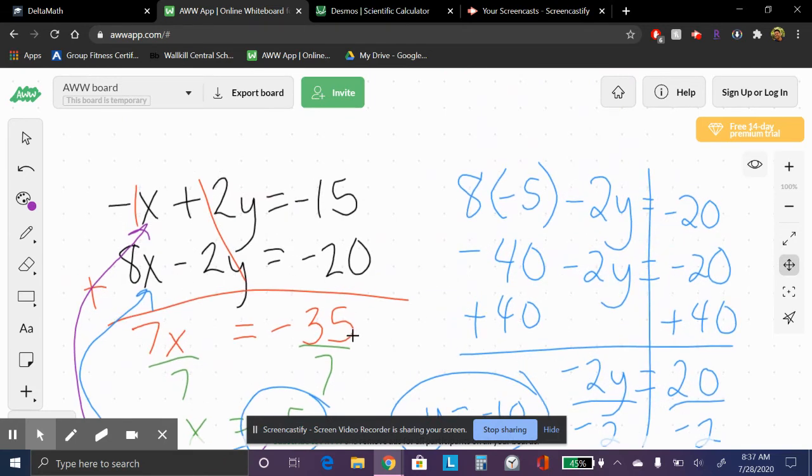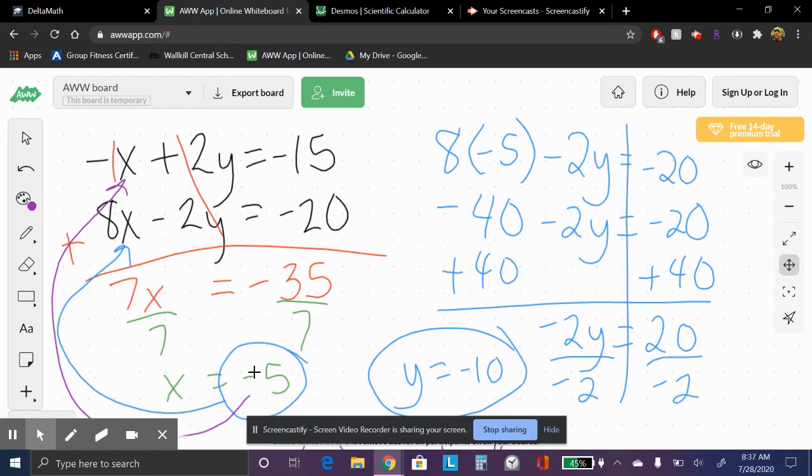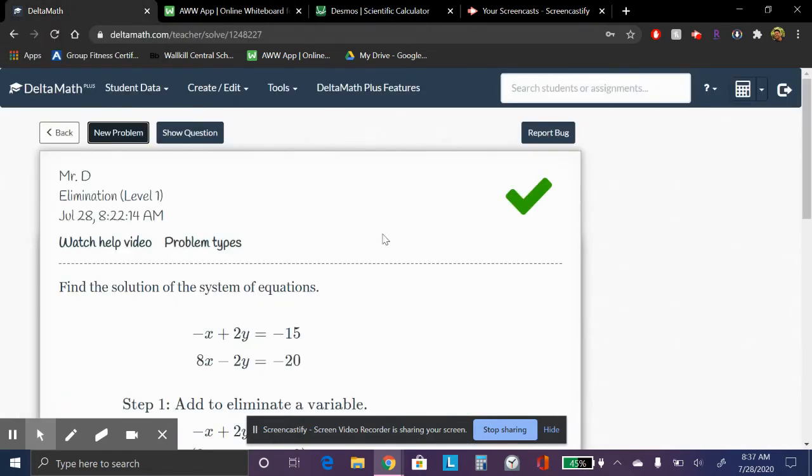Okay, so that's one type of problem where I can just add the equations together and solve for x, and then go back, plug it in, and solve for y. There's another type you're going to see today.